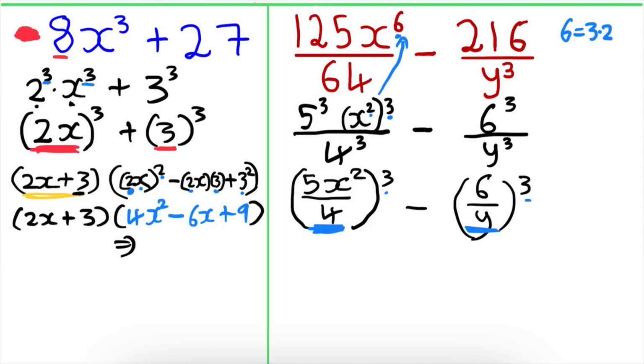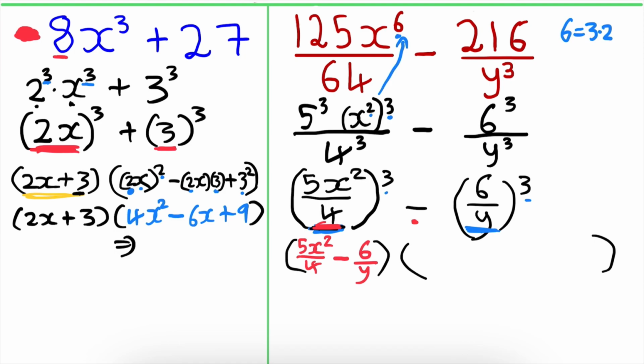Now if I factorize, the first step is the first bracket. This A here will be in here: 5x squared over 4. Remember, I'm taking the same sign that I got from the question, minus, then 6 over y. And in the first bracket, this is where it gets interesting. Once I'm done with my first bracket, I forget about the question and focus on what I have in here.